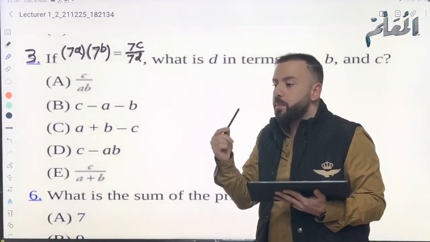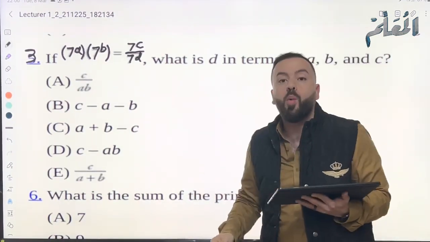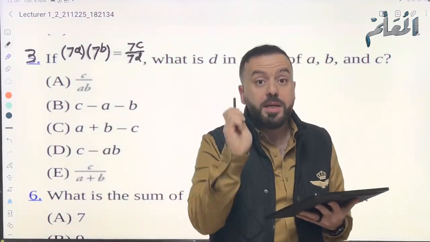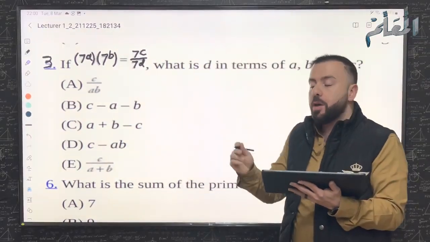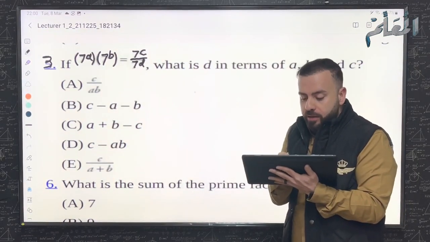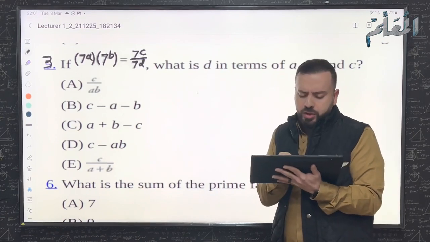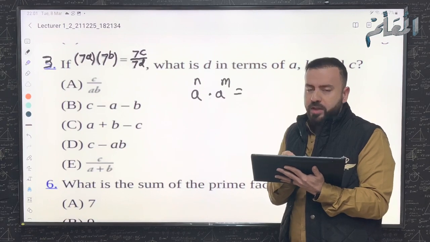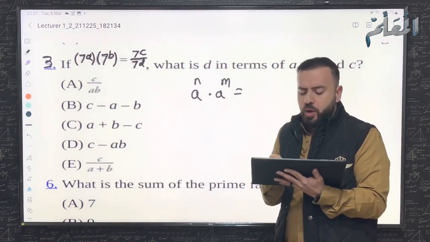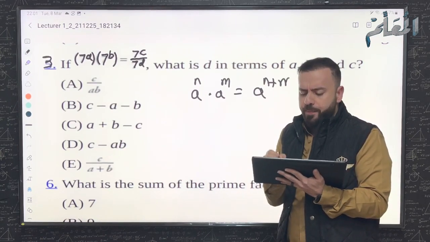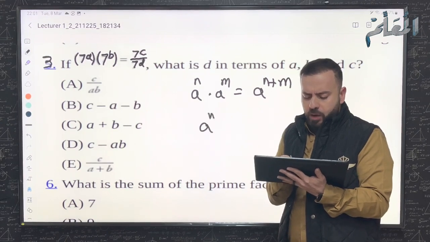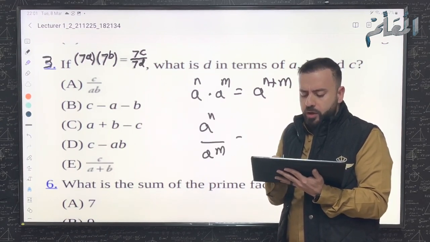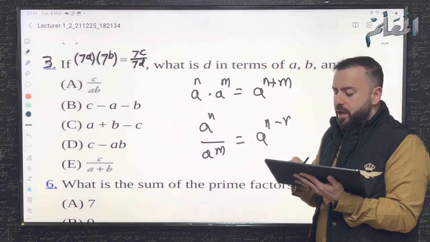Just remember, what is D? It means that I want to put D as the subject. D should be the subject. Based on the rules, I know that if you multiply, we add powers. Just remember this: a power n times a power m, since I'm having the same base, which is a, is going to be a power n plus m. And a power n over a power m is going to be a power n minus m.